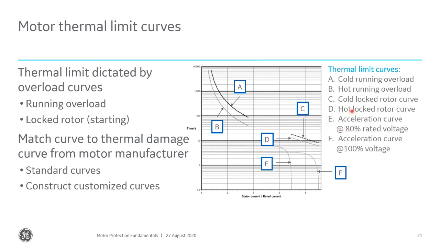And then the E and F, these curves down here towards the bottom, these are your acceleration curves. The acceleration at 100% voltage is this F, which is fine and good, but you need to also keep in mind that there's a slightly different curve if the voltage drops. This is at 80% voltage, and you can expect to have a voltage drop when the motor is first starting.